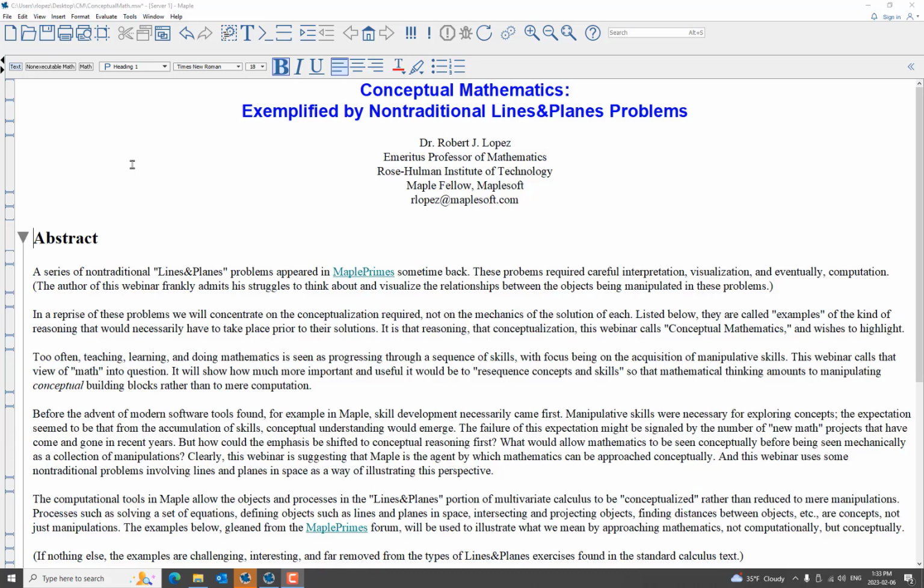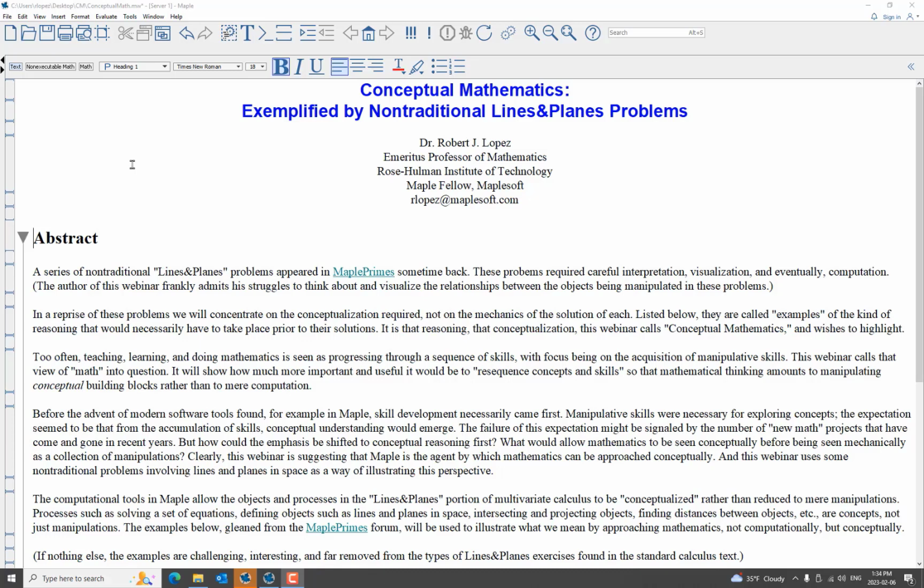They were not easy. Eventually, I crafted solutions with the different Maple tools, and I even incorporated those solutions in my suite of clickable calculus exercises. Now, in today's webinar, I want to look at these problems from the perspective of the conceptualization that it takes to solve them. I'm going to try to show how I thought out the solutions, then using tools in Maple, implemented those solutions as I conceptualized them.